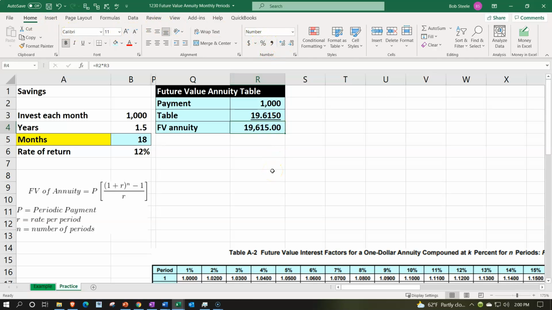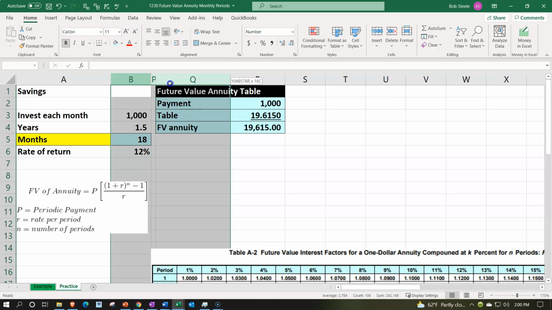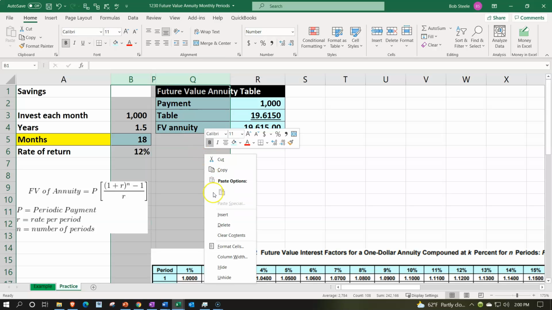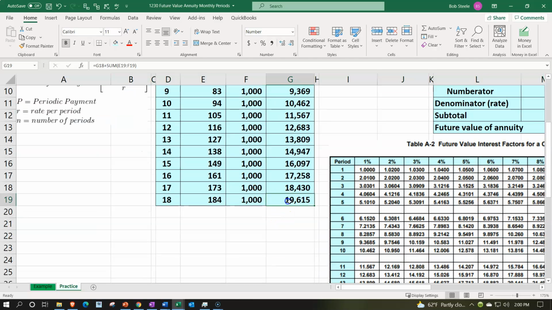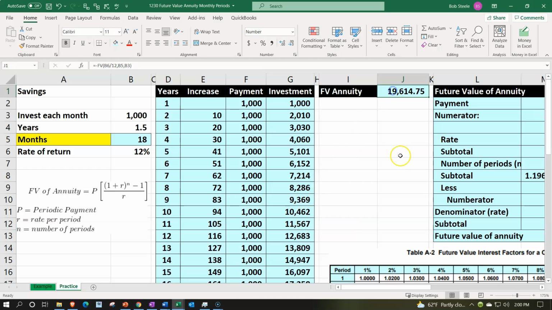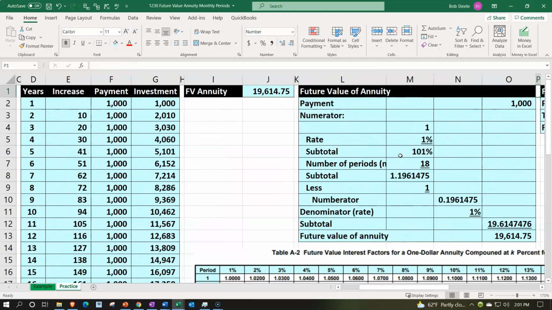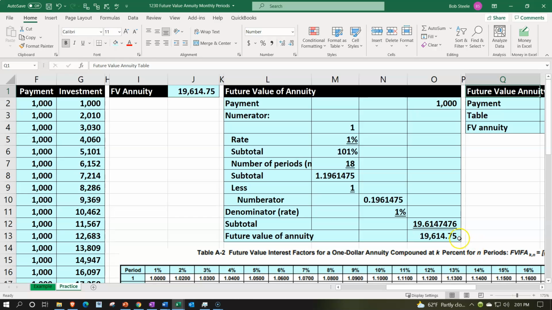We're at the 19.615. Let's unhide some cells and just recap what we have done. Putting our cursor on column B, dragging on over to column Q, right-clicking on it, and unhide. So now we did this with the running balance, getting us to about 19.615. We did this with the annuity formula function within Excel, 19,614.75. Got to that same more exact number, more exact than the tables at least, of the 19,614.75 here.